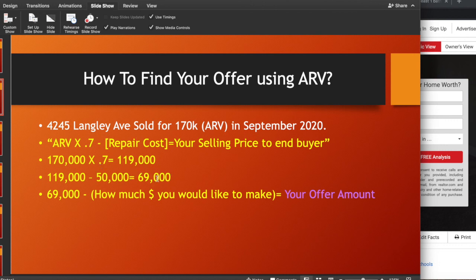So we would take this $69,000 and subtract how much money you would like to make. For the sake of this example, say you wanted to make $10,000 on this deal. Then you would have to offer $59,000 to the seller in order for you to sell it at $69,000 to your end buyer.